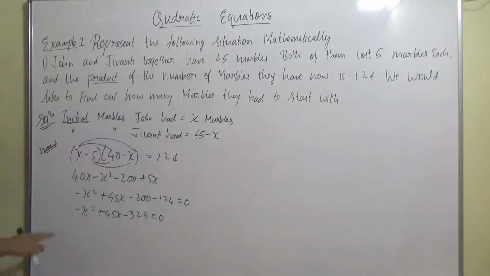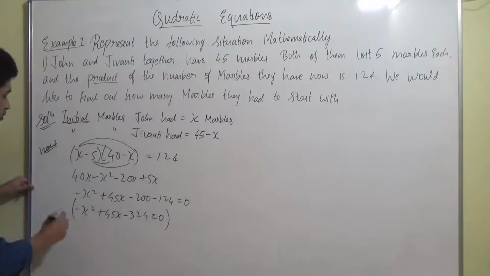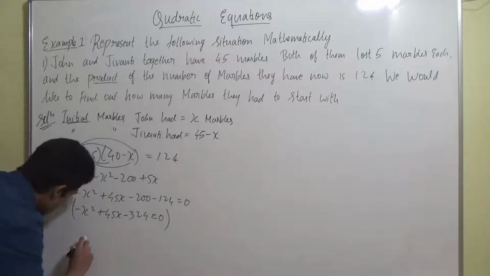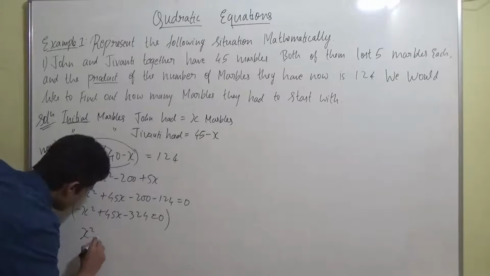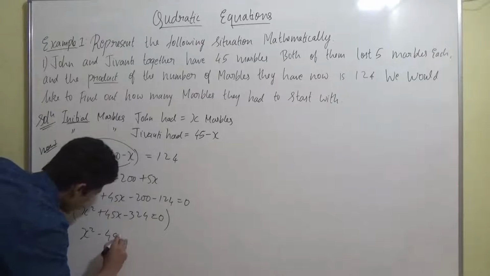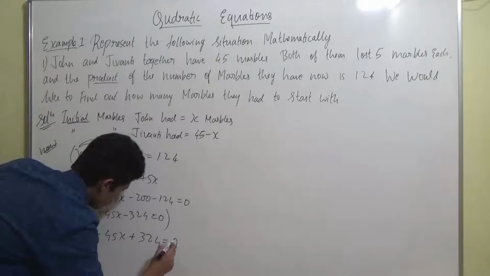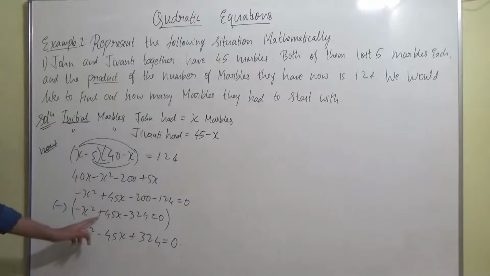Now I'll multiply the entire equation by minus, so that the minus on the x square term gets cancelled, because we don't want minus in the first term itself. So it becomes x square minus 45x plus 324 equal to 0. Getting it, guys? All the plus became minus and minus became plus.